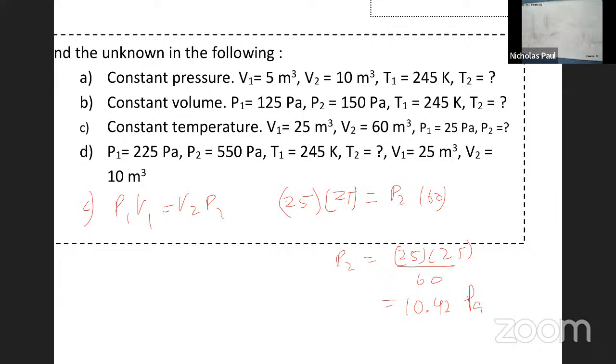And watch, when you all look at the values, you should have an idea if it should be bigger or smaller. The volume went from 25 to 60. So if the volume increased, the pressure should what? Boyle's law, decrease. Very good. So the pressure value should be smaller. So if you get 10.42, that's a good sign, that's a decrease. So your answer should be right. Anybody else got 10.42?